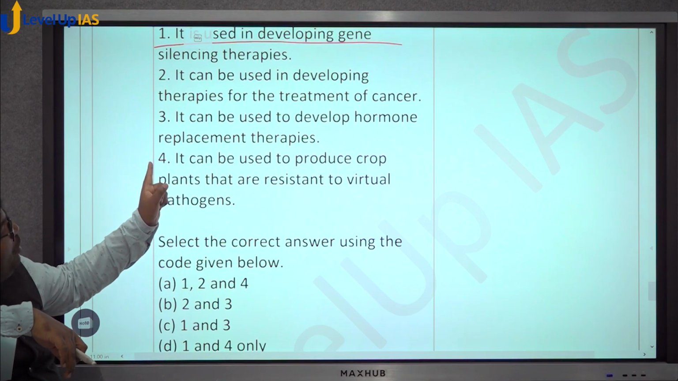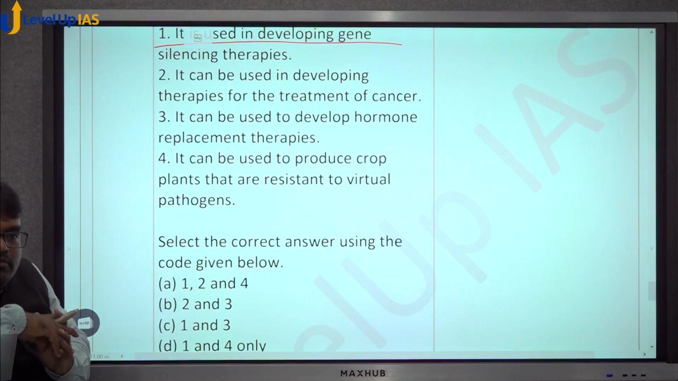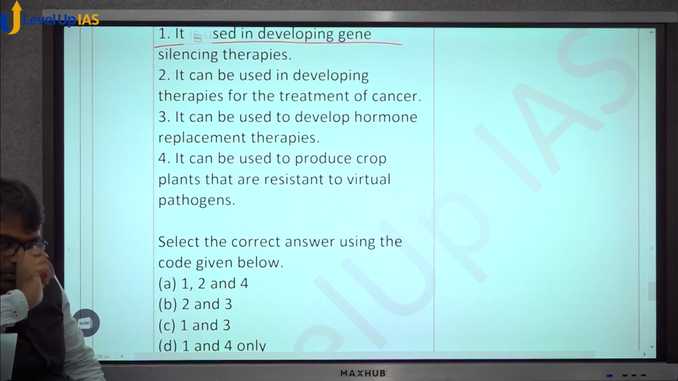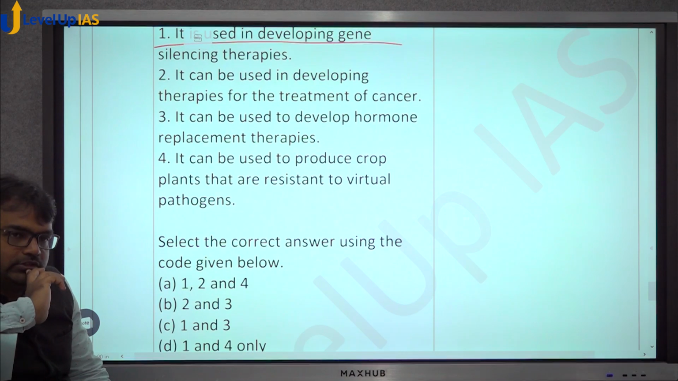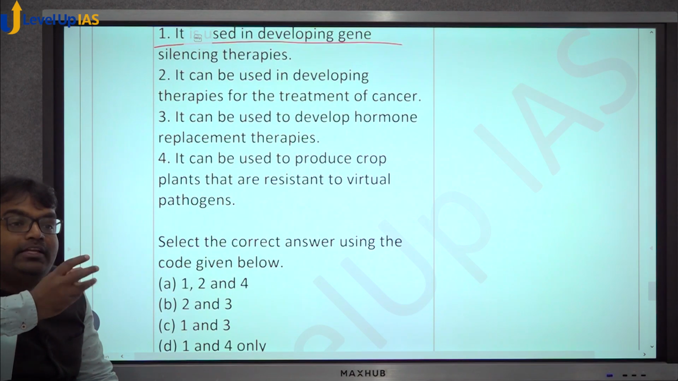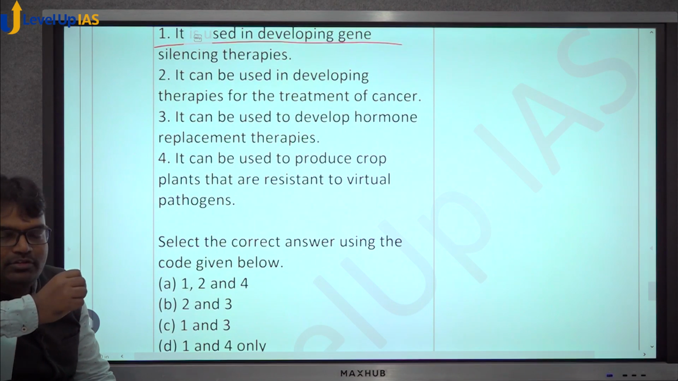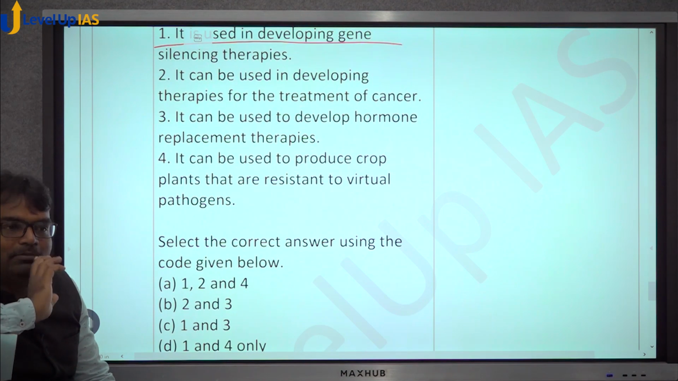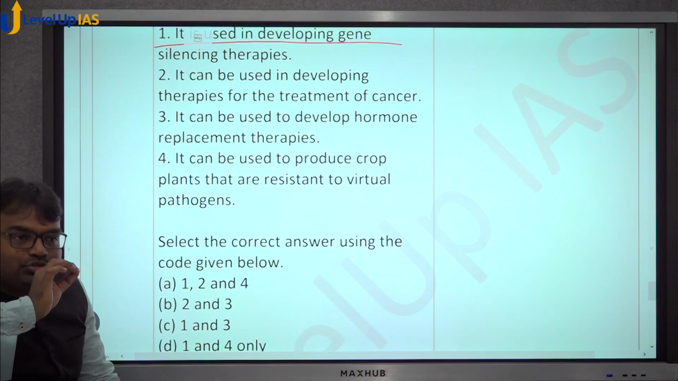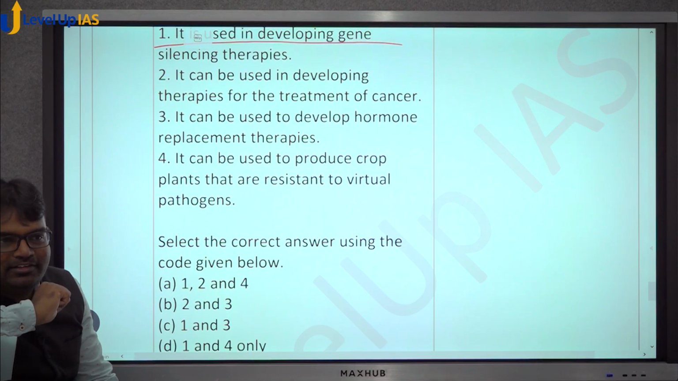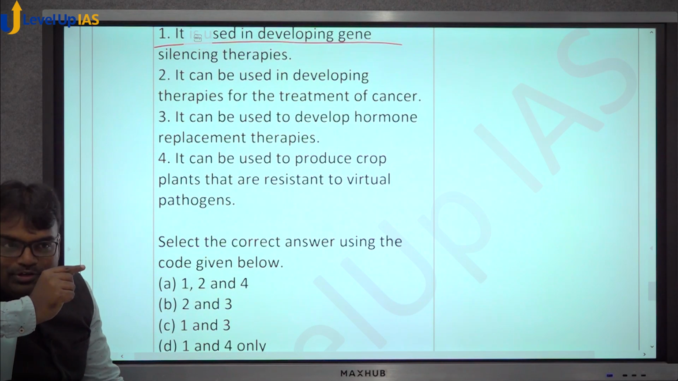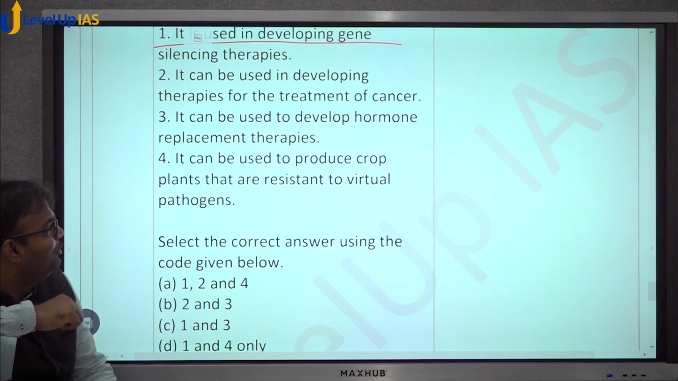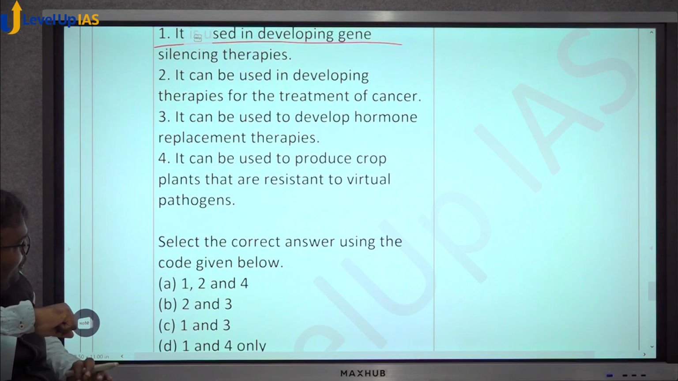It can be used to develop hormone replacement therapies. Now see, for replacement of hormones, you will have to activate some gene, or you will have to add some gene from outside. RNA interference is stopping something from happening. It will not be able to replace some hormones. So 2 is definitely wrong. Answer C is left.